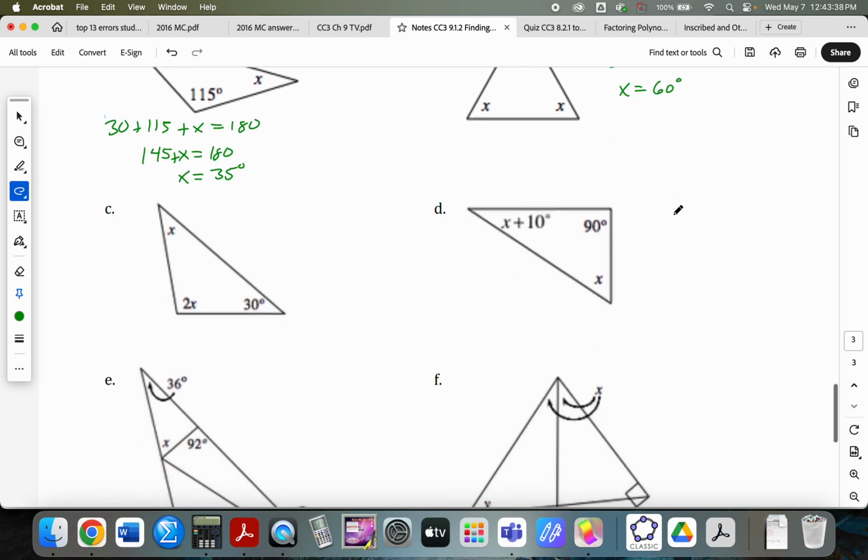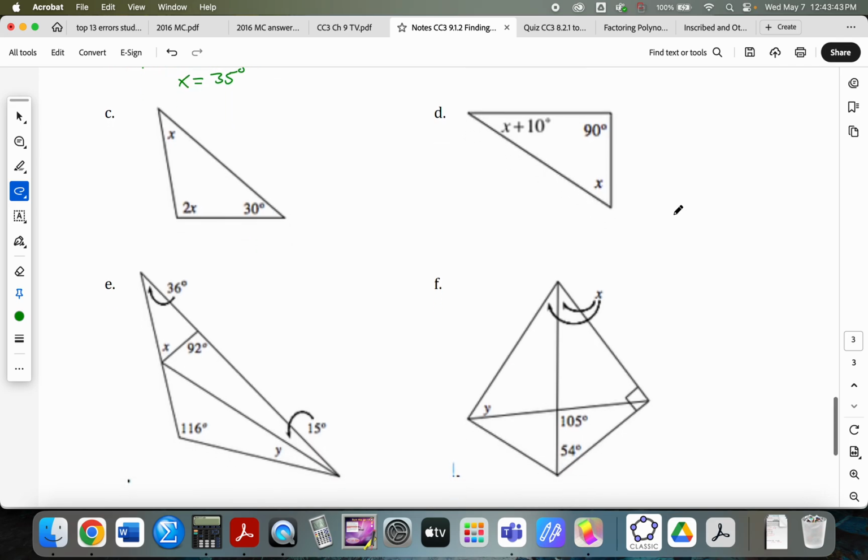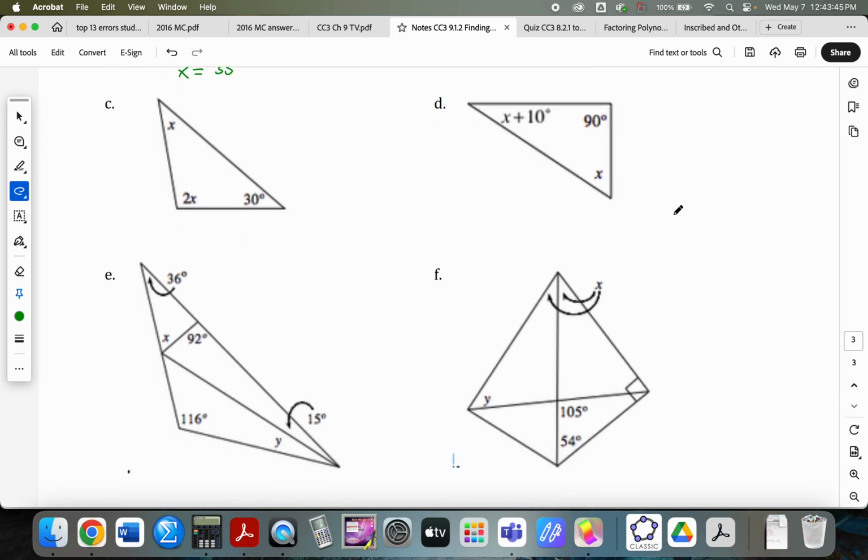All right, please go ahead and do the next 2. If you're feeling really confident, you can go on to the ones beyond that, but do the next 2 and check them with the people around you.